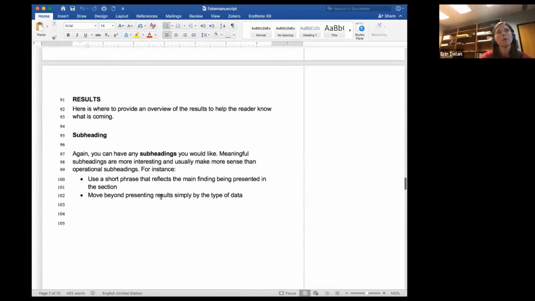The next section of a paper, typically an article paper, is the results. This is where you start by providing an overview of the results to help the reader know what is coming, but then you use subheadings to help them navigate your results. You can again use any subheadings you'd like. Meaningful subheadings are typically more interesting and usually make more sense than operational subheadings. By this I mean, use a short phrase that reflects the main finding. Don't just say, these are the qualitative results and these are the quantitative results. Help the reader make sense of what they're about to see and use your heading strategically that way.